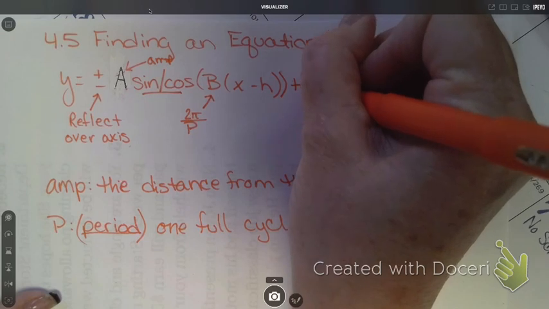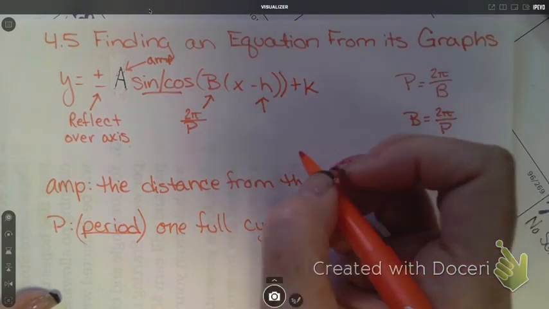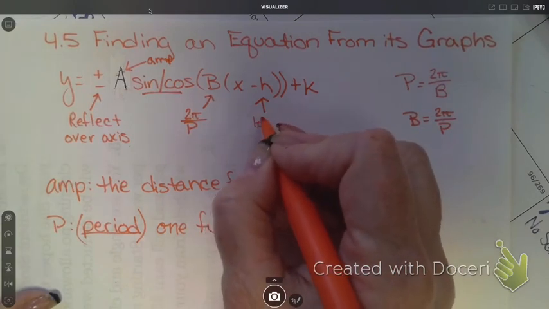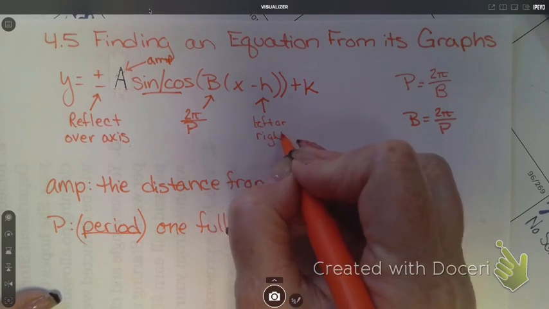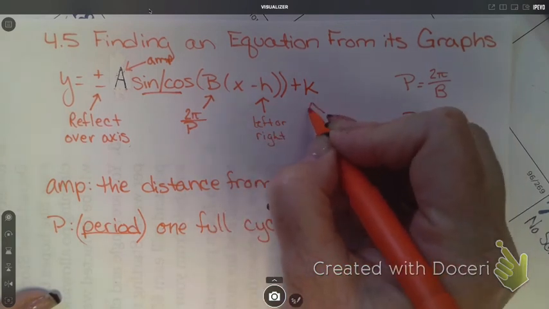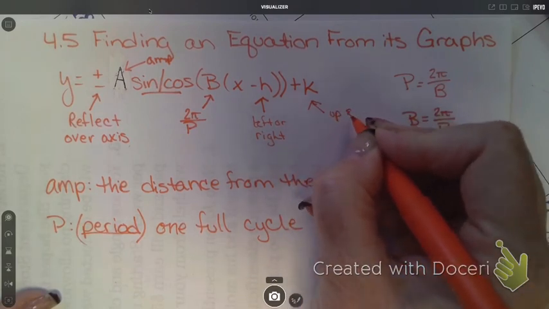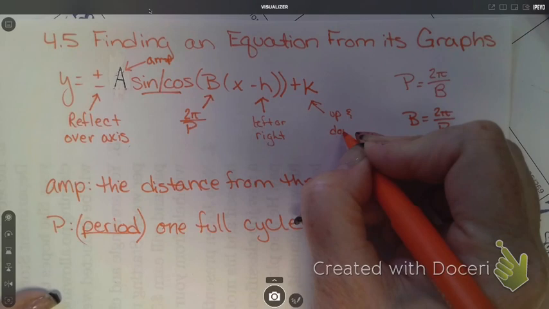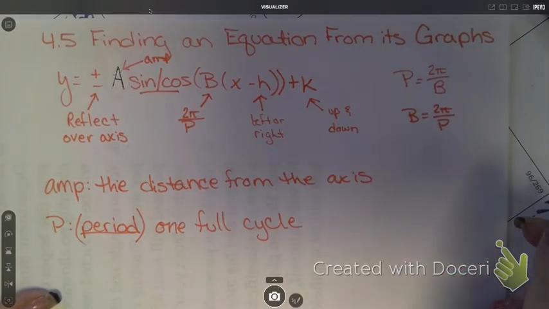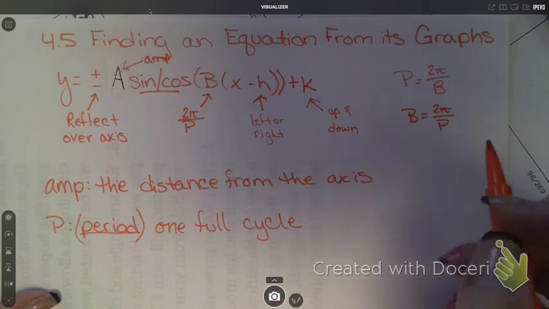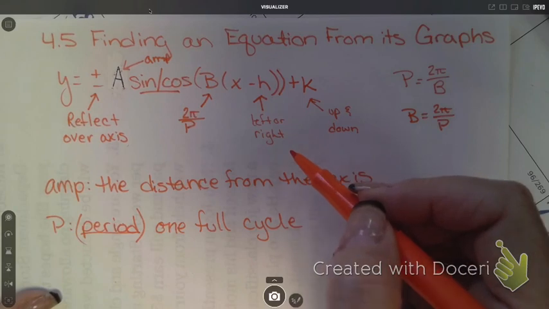Oh, I wasn't even done writing it. What did I forget? Okay, what's H? Left or right. Left or right? And what's K? Up and down. Up and down. Okay, so when we look at a graph, we're going to say, did it move up or down? Did it move left or right?